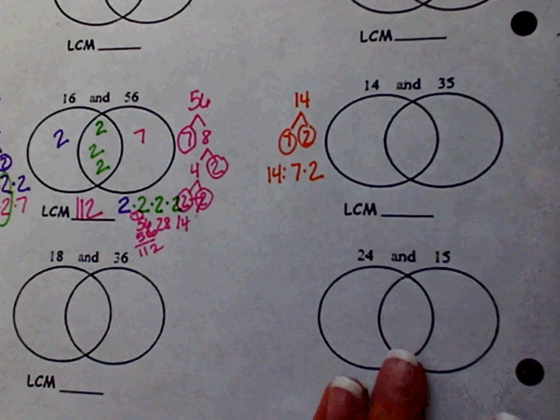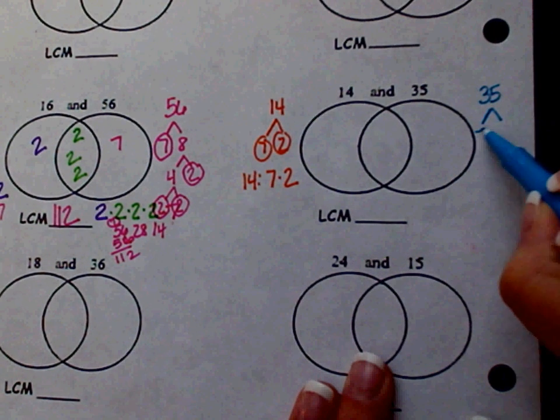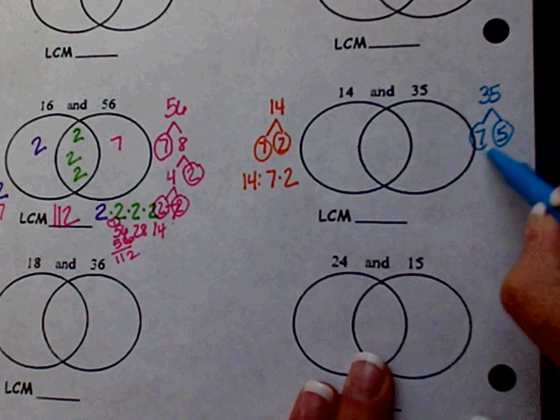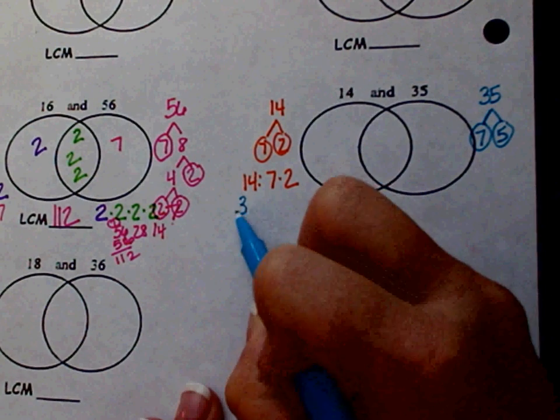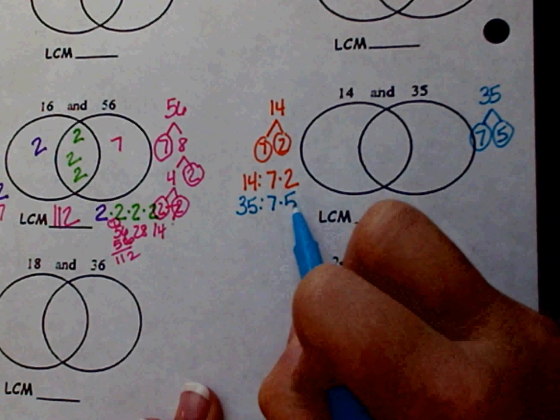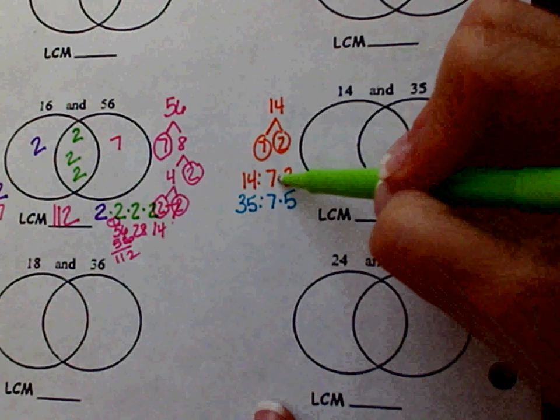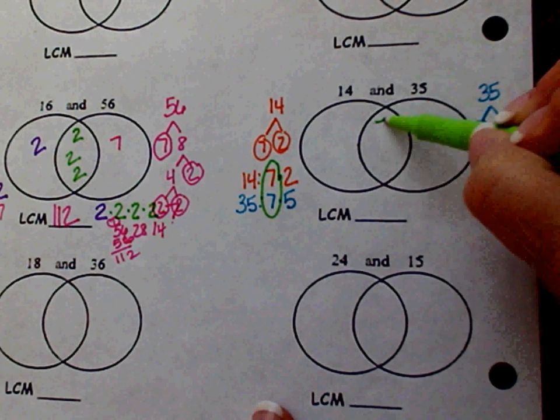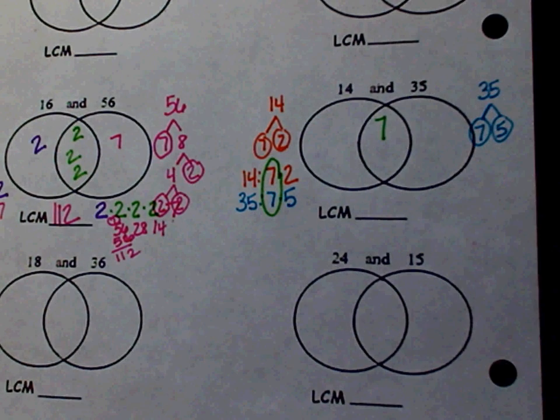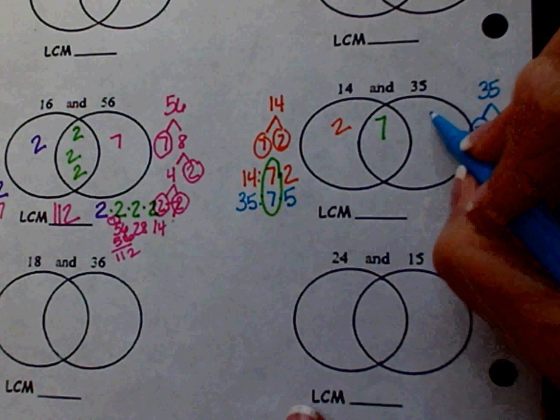35 can be broken into 7 and 5. They are both prime. I'm going to write it right underneath the 14 so that I can easily identify that I have a pair of 7s. I have a 2 left over for the 14. I have a 5 left over for the 35.